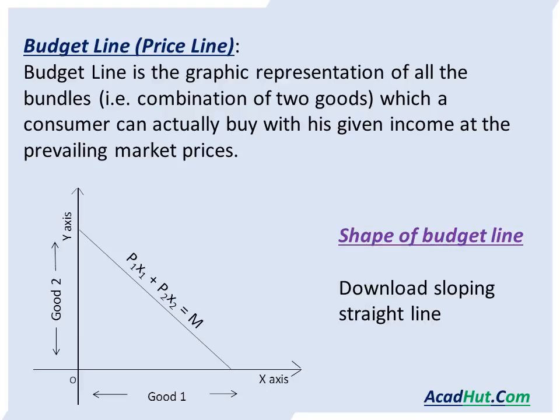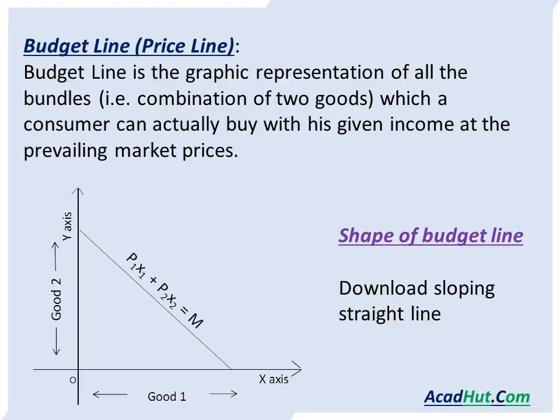We take purchase of good 1 on the x-axis at a particular price and good 2 on the y-axis. And we have drawn a line and put the equation of budget line on it, that is P1 into x1 plus P2 into x2 equals M. P1 stands for the price of good 1, x1 stands for the quantity of good 1, P2 stands for the price of good 2, x2 stands for the quantity of good 2, and the sum should be equal to M, because price into quantity is equal to total expenditure.